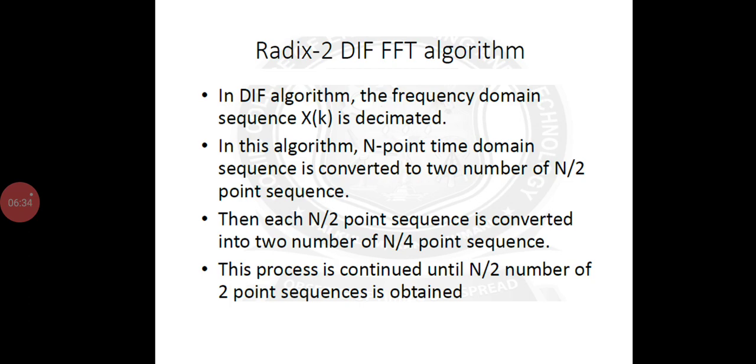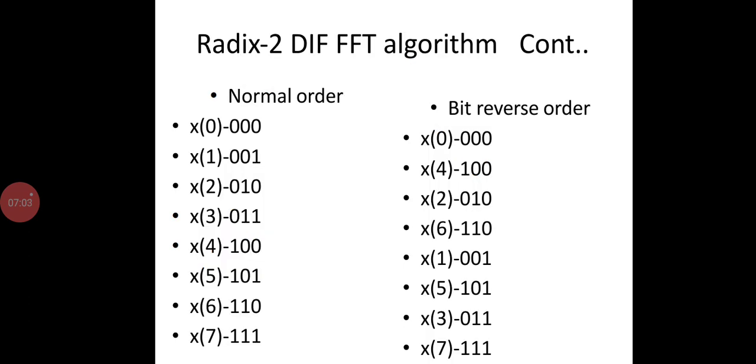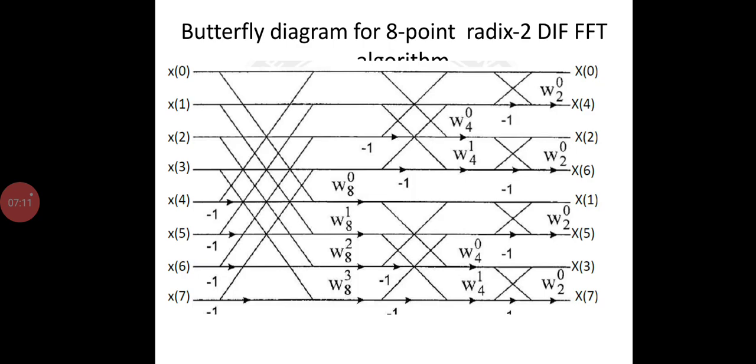Next, the second one is the radix-2 DIF FFT algorithm. In the DIF FFT algorithm, the frequency domain sequence, that is X of k, is decimated. In this algorithm the N-point time domain sequence is converted into 2 sequences of N by 2 points, and then each N by 2 point sequence is converted into 2 sequences of N by 4 points. This process continues until N by 2 number of 2-point sequences is obtained. Here the input is in the normal order and the output is in the bit reversal order in the DIF FFT algorithm.